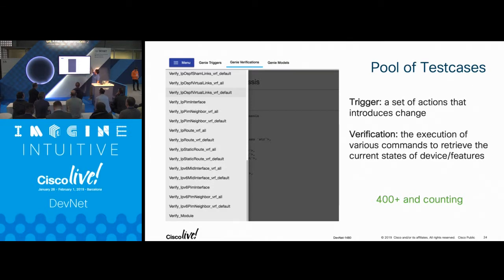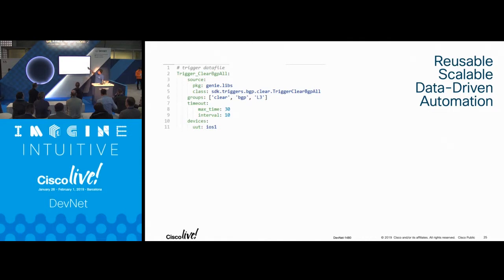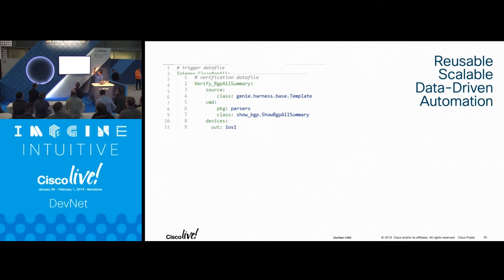With these 2, which are a pool of test cases, the combination of them gives you the power to do reusable, scalable, and data-driven automation. Whether you think of that automation as testing or validation is up to you, because it all depends on your point of view, right? But using a YAML data file, you specify that I want to clear BGP. Sorry, the max runtime is 30 seconds for 10 intervals. I want to run it on this particular device. And then after which, I want to run this parser and show me BGP all summary.